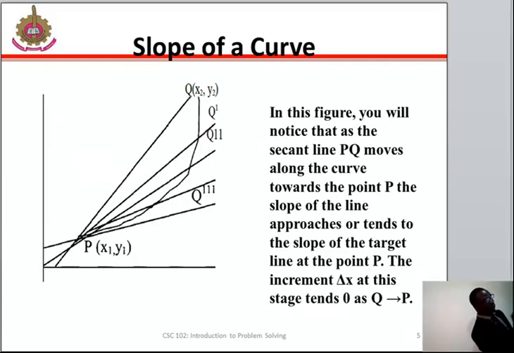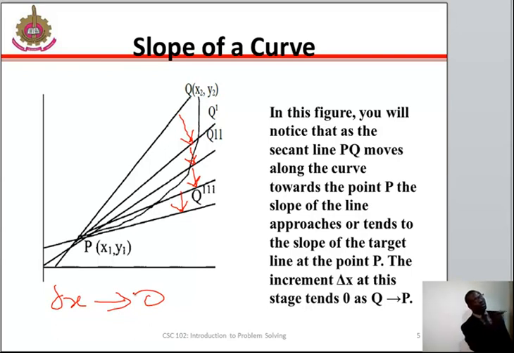This is the curve, and now you have drawn a line through P and Q. Now this line, which is x2, y2, Q, has to decrease. You have to bring it down to P, and as you are doing this, it will be coming down until it reaches a limiting constant value, like we read just now. At this stage, your change in x will tend to 0.